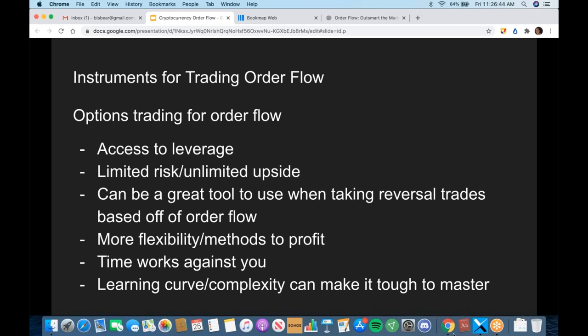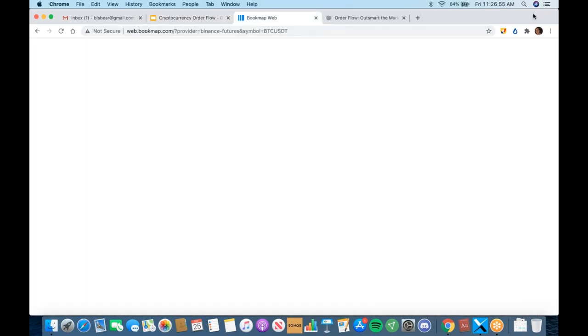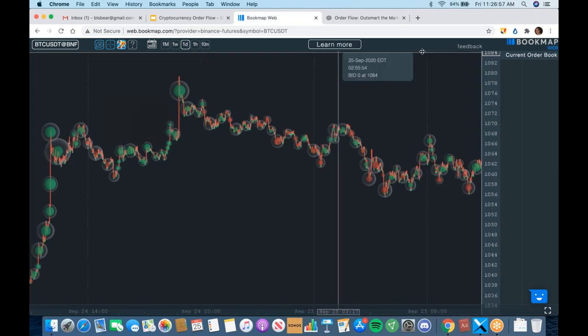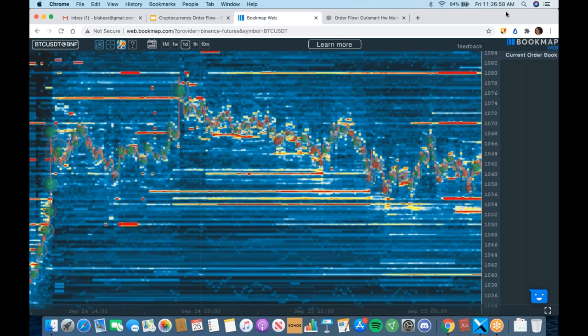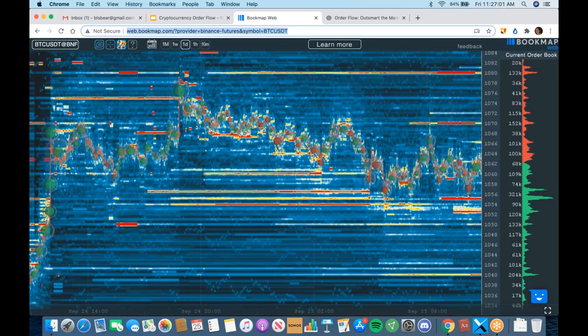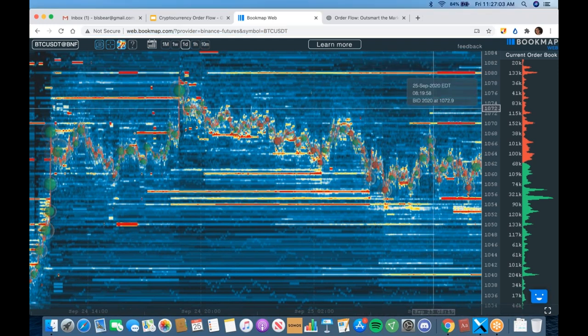order flow. All right, so now I'm going to go to two versions of Bookmap. One version of Bookmap that hasn't been introduced yet. Let's go to it. So this is a beta version of Bookmap. This is called Bookmap Web. And what I'm actually going to do, guys, is send you the URL. There you go. So you guys should have all gotten that URL if you want to go look at that too.